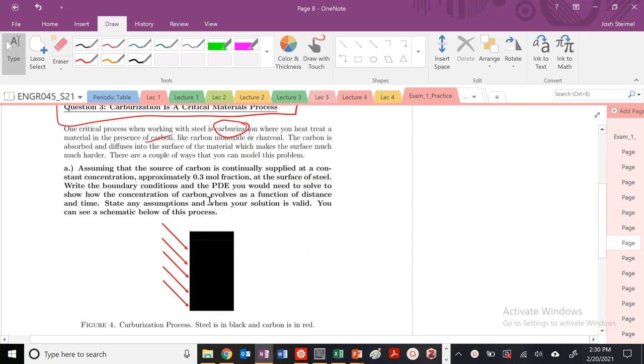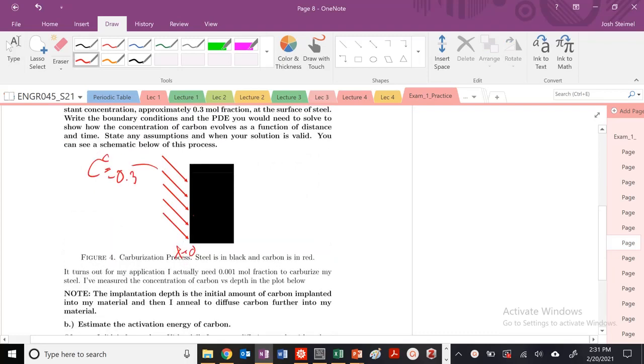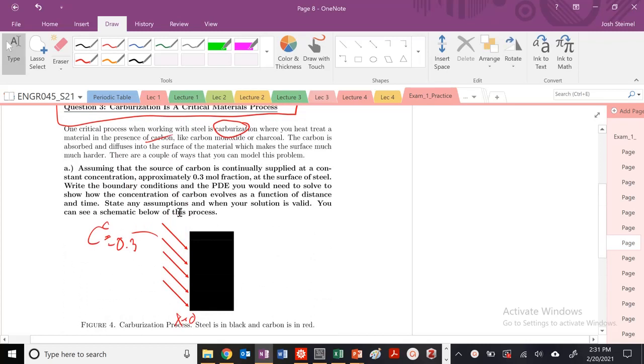So assuming the source of carbon is continuously supplied, the concentration of carbon is equal to 0.3 mole fraction at the surface. I'm going to say this is the surface, steel is in black, carbon is in red. So at x equals 0, we have this constant source. Hopefully this is a very similar problem. Write down the boundary conditions of the PDE that you would solve to show how the concentration of carbon evolves as a function of time.